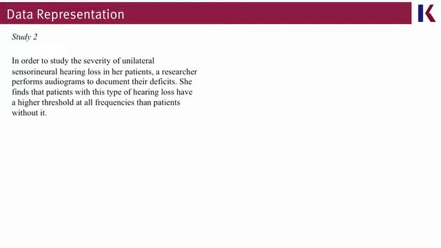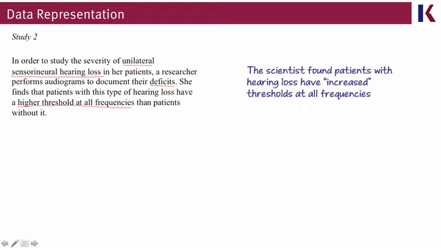Take a moment to read through this study and again determine what's being investigated and what the conclusion of the study is. In this case, the patient population being studied are individuals with unilateral sensorineural hearing loss, and in particular, the investigators are looking at their deficits, hearing deficits that is. The conclusion is again given in the last sentence, and in this case it's found that individuals with this hearing loss have a higher threshold at all frequencies than patients without this type of hearing loss. So there's a comparison going on between the two patient populations, and the conclusion that's been identified is there's an increased threshold for those with hearing loss at all frequencies.